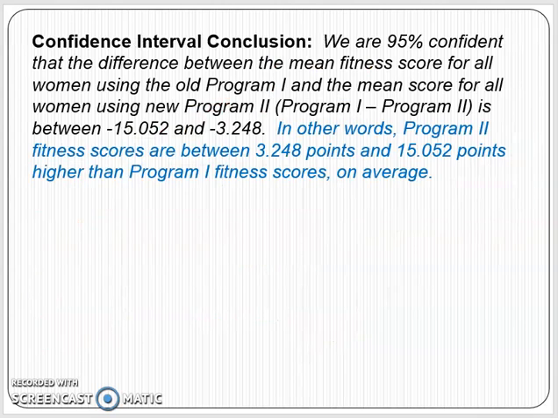And that leads us to our conclusion. We are 95% confident that the difference between the mean fitness score for all women using program 1 and the mean score for all women using program 2, where we took program 1 minus program 2, is between negative 15.052 and negative 3.248. They're negative. So how can you get a negative score? Only if program 2 is greater. So in other words, since the difference program 1 minus 2 is between negative 15 and about negative 3, we can say that program 2 fitness scores are between about 3.248 and 15.052 points higher than those in program 1 on average.